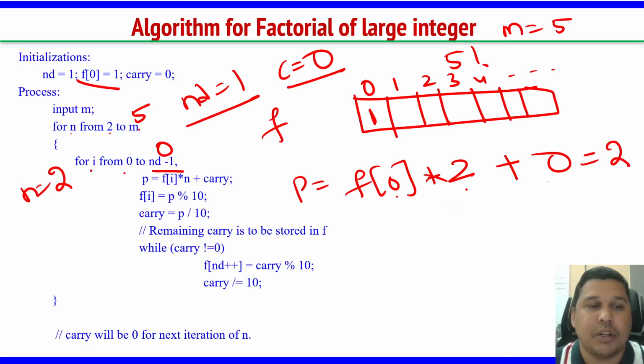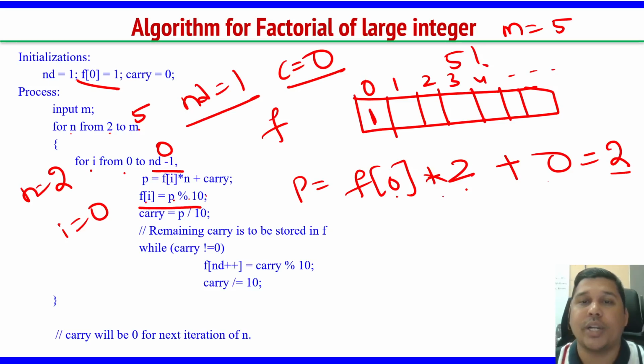Now, next step, f of I equal to, what is I value? See, I value is 0. F of 0 equal to p modulo 10. What is p value? 2. 2 modulo 10 is 2. Therefore, I will be writing here f of 0 equal to 2. Then carry equal to p by 10. P value is 2. 2 by 10 is 0. So, carry remains 0. No change in this.